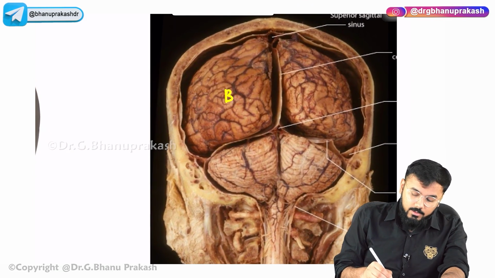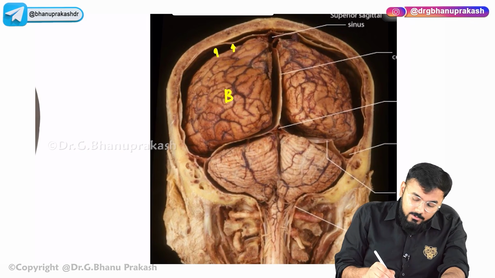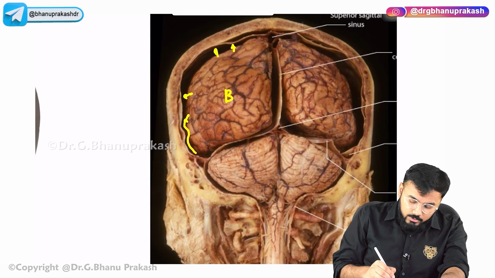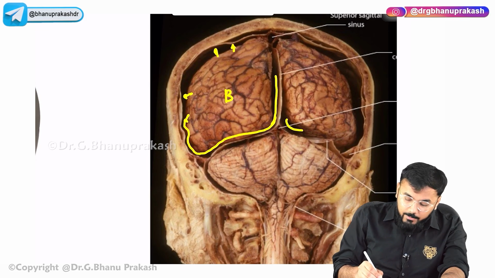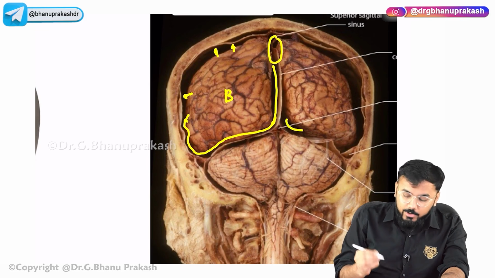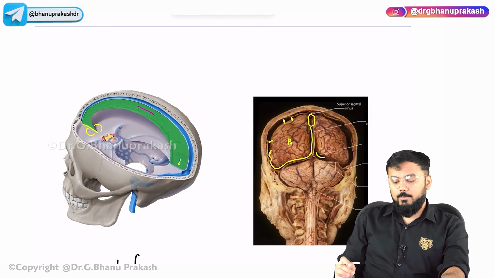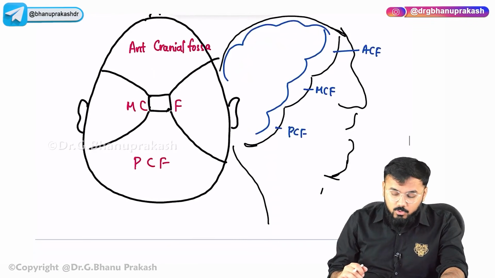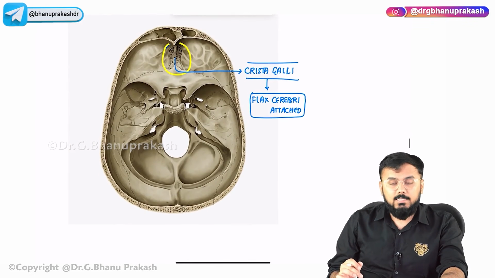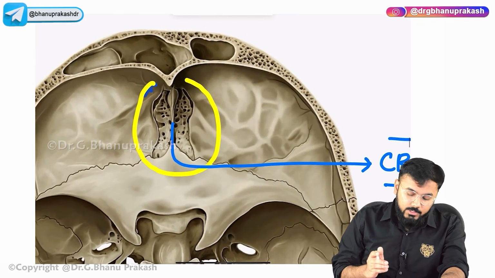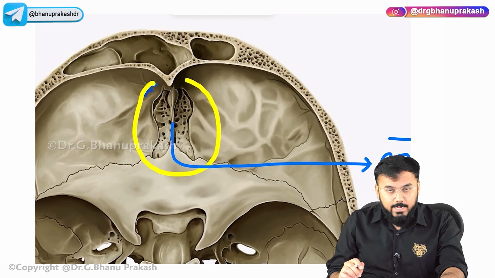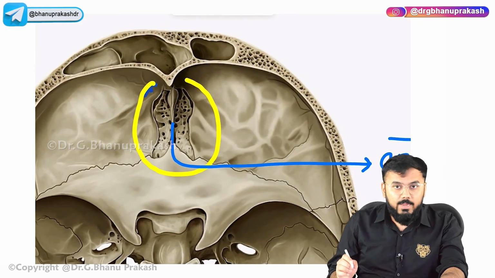This is a brain over here. You see this line which is passing this layer. What is this layer here? This layer is dura mater. You see dura mater is coming all the way and it is folding. A fold of dura mater is going and attaching to this point over here. So that fold of dura mater which is attaching there is called what? Falx cerebri.